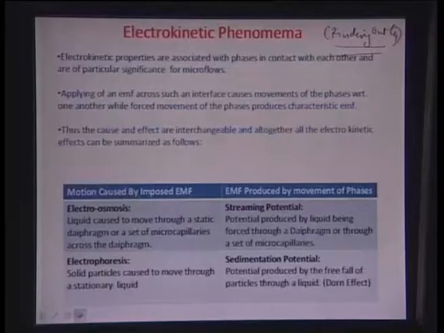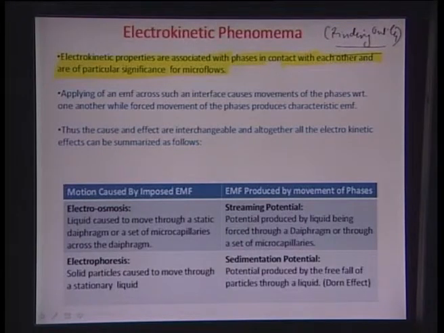Let us look at some of the definitions in order to begin with this new topic, and it is very much related to the earlier topic on zeta potential of a particular surface. Electrokinetic properties are associated with phases in contact with each other and are of particular significance for microflows. Whenever there are two or more phases in contact with each other, there is almost always these properties of charging which come into the picture. So, one or more of these interfacing surfaces develops some kind of a charge.